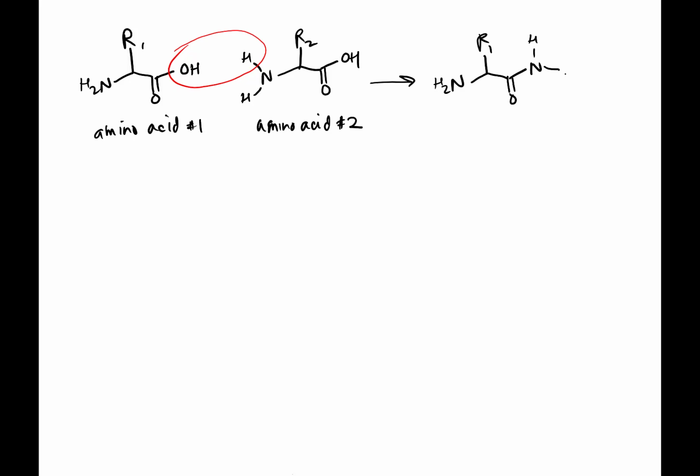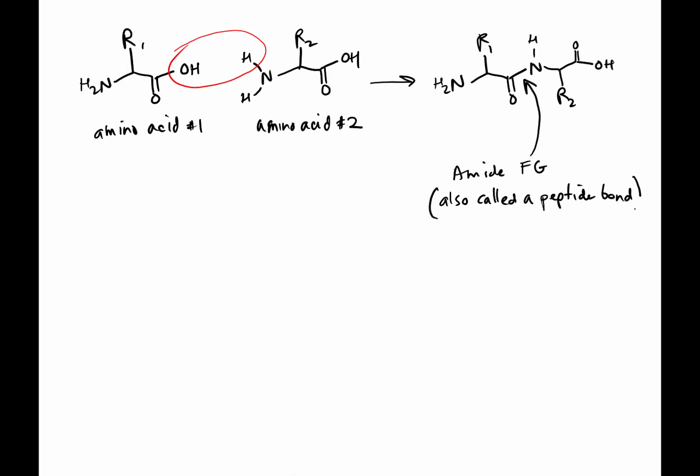Now, a couple things here that are really important to take note of. You kind of got to flip that one upside down to make this look reasonable. Okay, so I bet you'll remember that functional group right there is called an amide functional group. But in this case, it's an amide bond, and that carbon-nitrogen bond is also called a peptide bond.